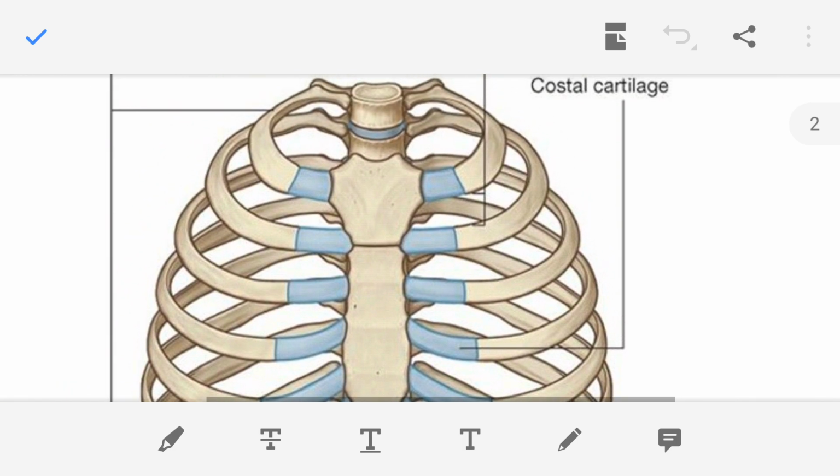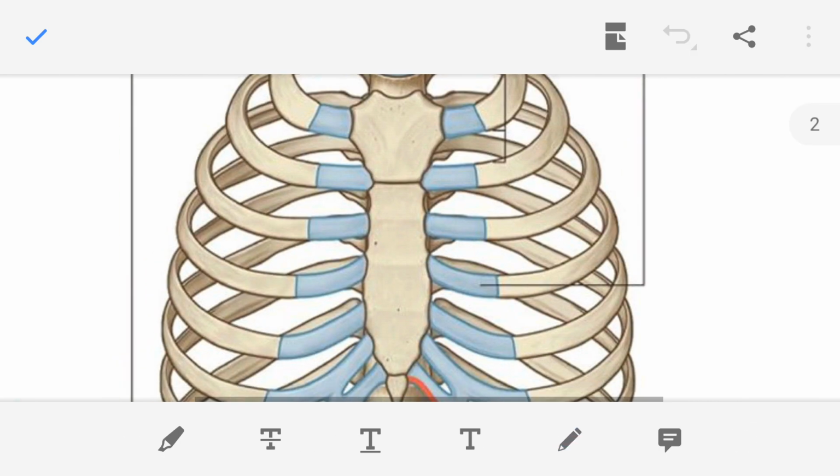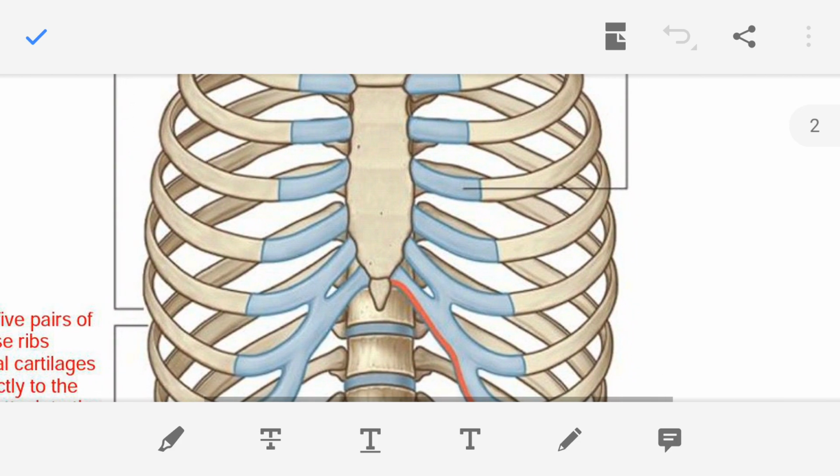For example, this is rib number 1. It is directly attached to the sternum. This is rib number 2, directly attached to the sternum. This is 3, 4, then 5, 6 and 7.